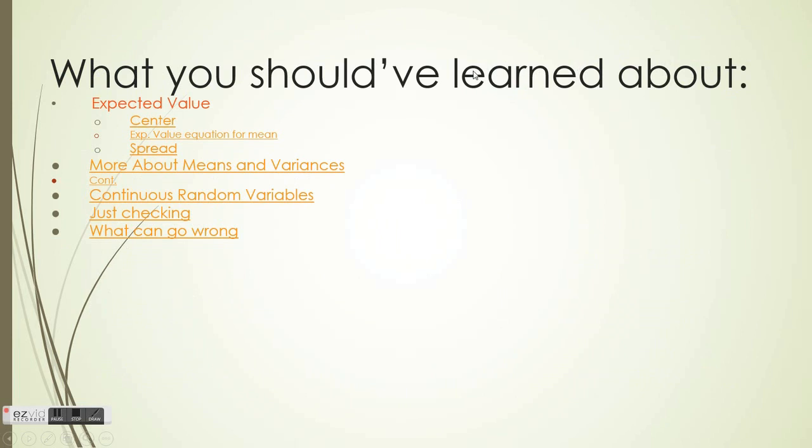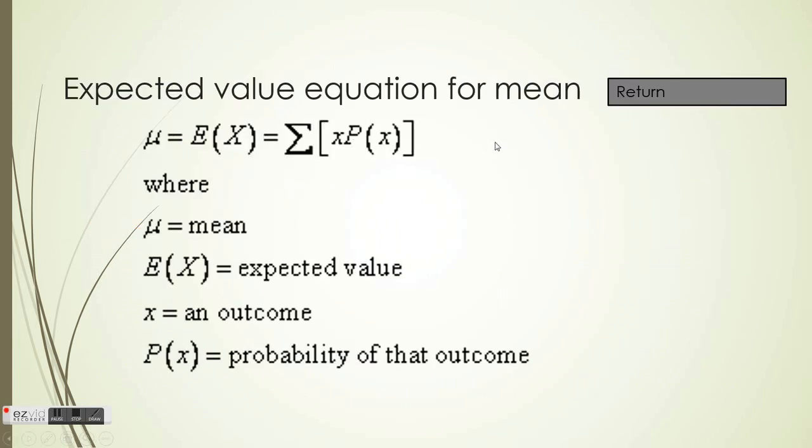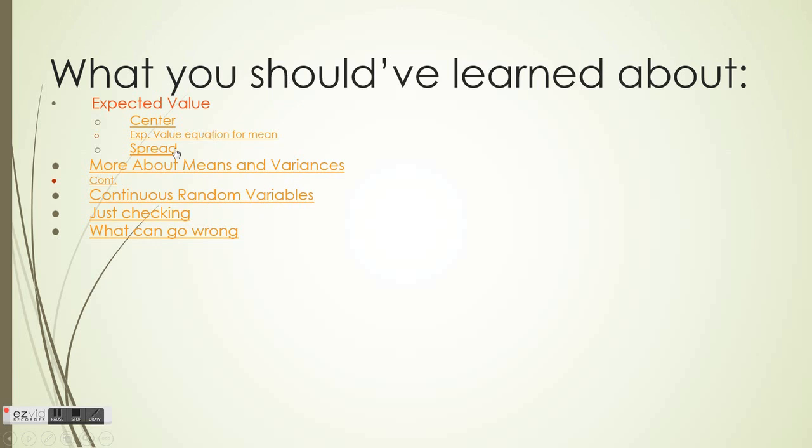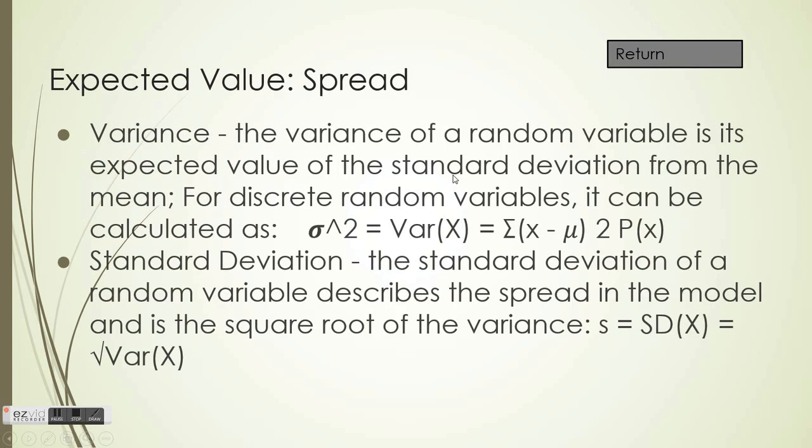You can click return. This is the equation to find the expected value, the mean. The mean equals the expected value, which equals an outcome times the probability of that outcome. So that's the equation for expected value, the mean. And then this is the spread, the variance. The variance of a random variable is the expected value of the squared deviation from the mean. For a discrete random variable, it can be calculated as that, and that's the equation to find it.